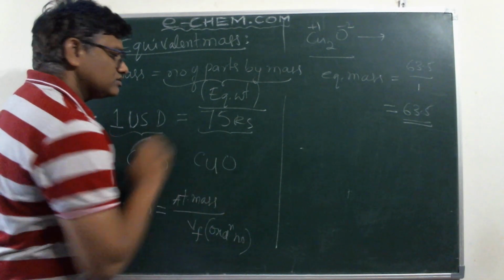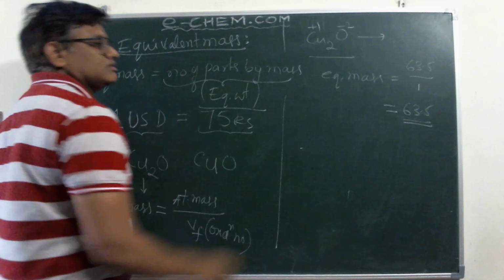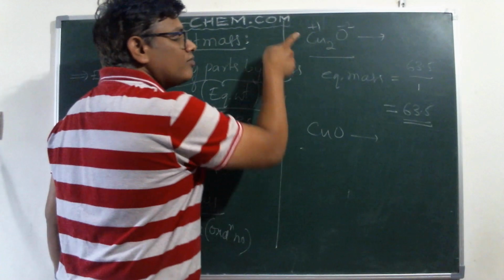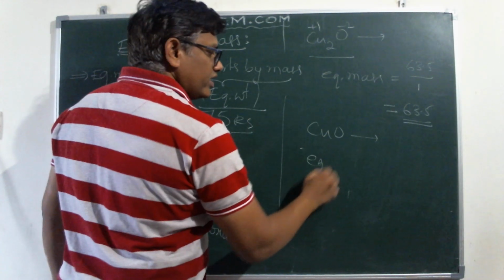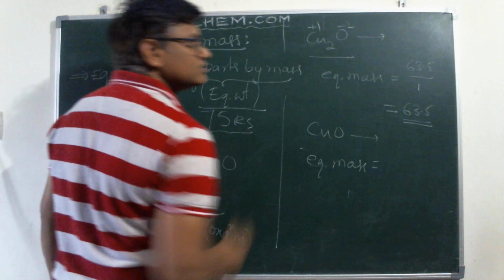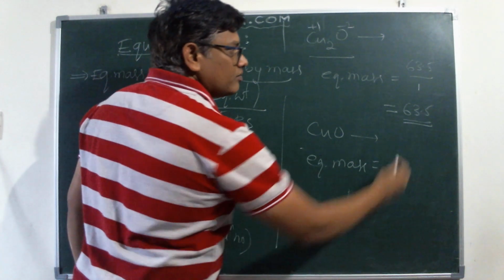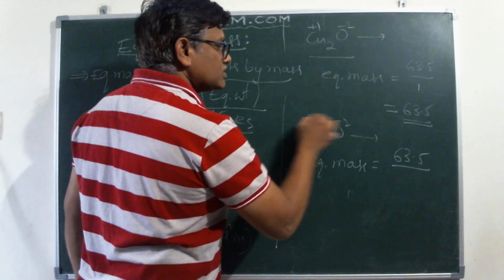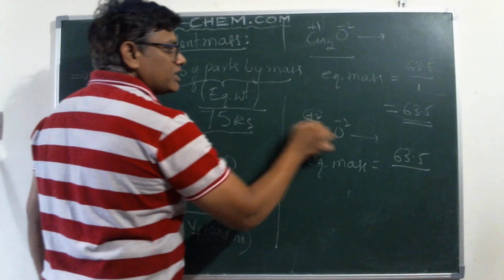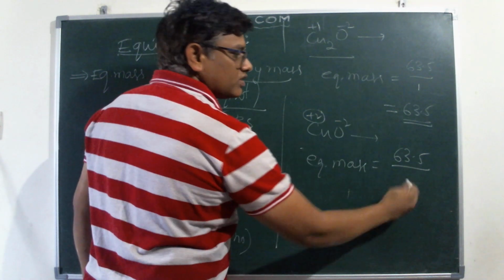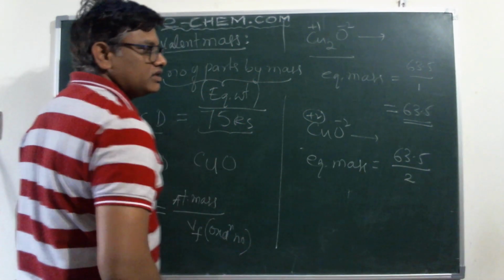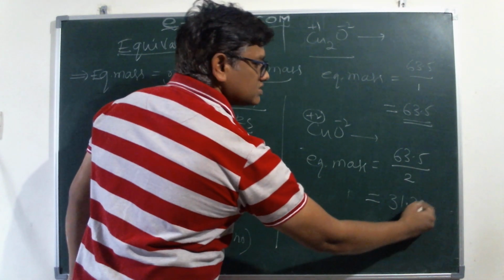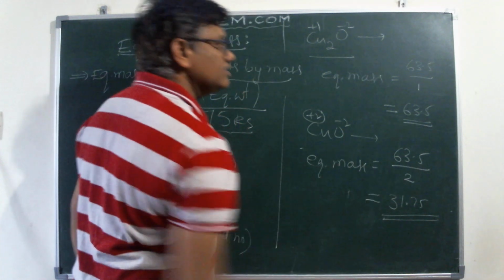But if you take cupric oxide, that is CuO, and want to calculate the equivalent mass of copper here, the equivalent mass is equal to the atomic mass of copper, 63.5, divided by its valency factor. Since oxygen is -2, copper is +2, my dear. So this +2 is to be taken as the n factor, 2 here. So we will get 31.75 as the equivalent mass of copper in this compound.